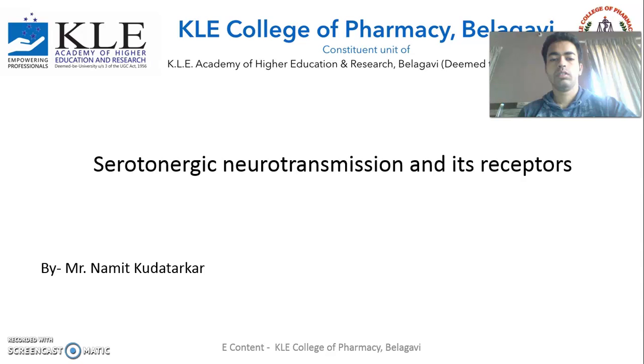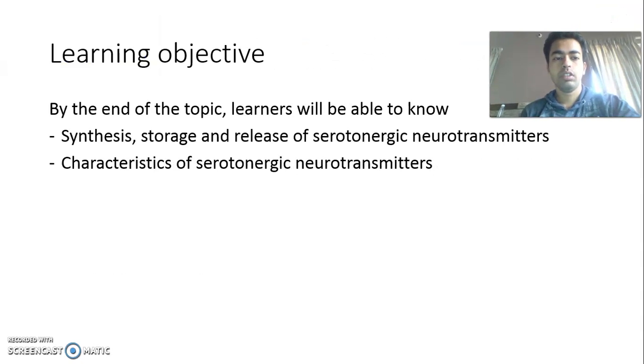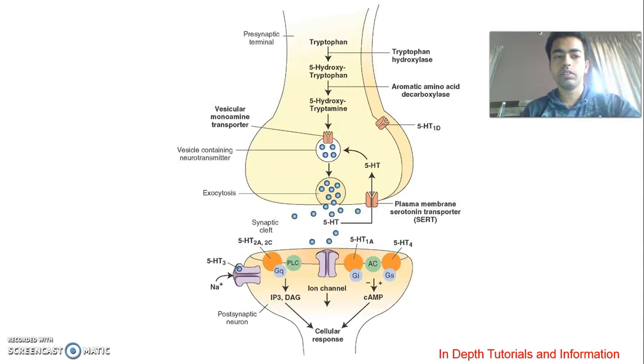So today I am going to talk about serotonergic neurotransmission and its receptors. Learning objectives. By the end of the topic, learners will be able to know synthesis, storage and release of serotonergic neurotransmitters and characteristics of serotonergic neurotransmitters.